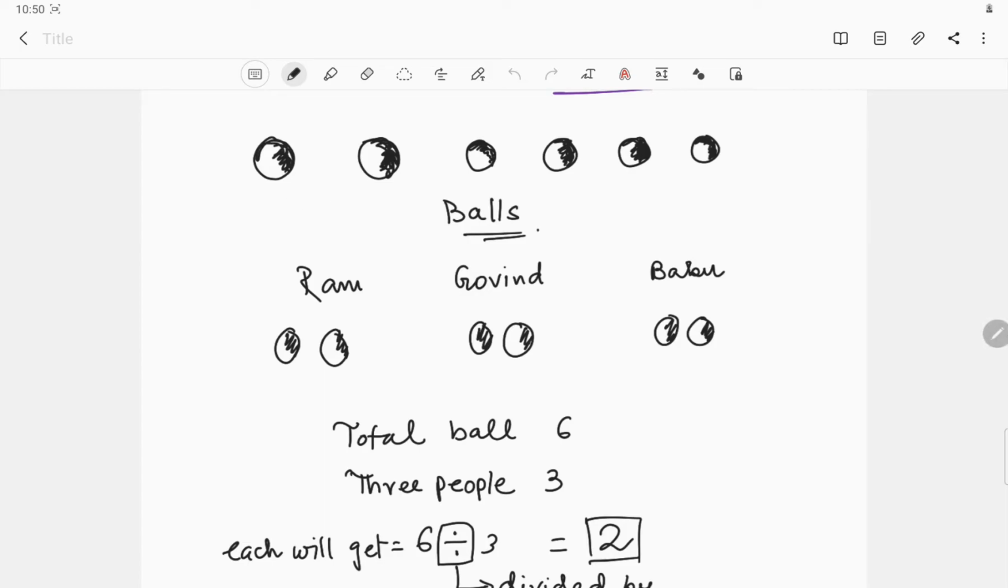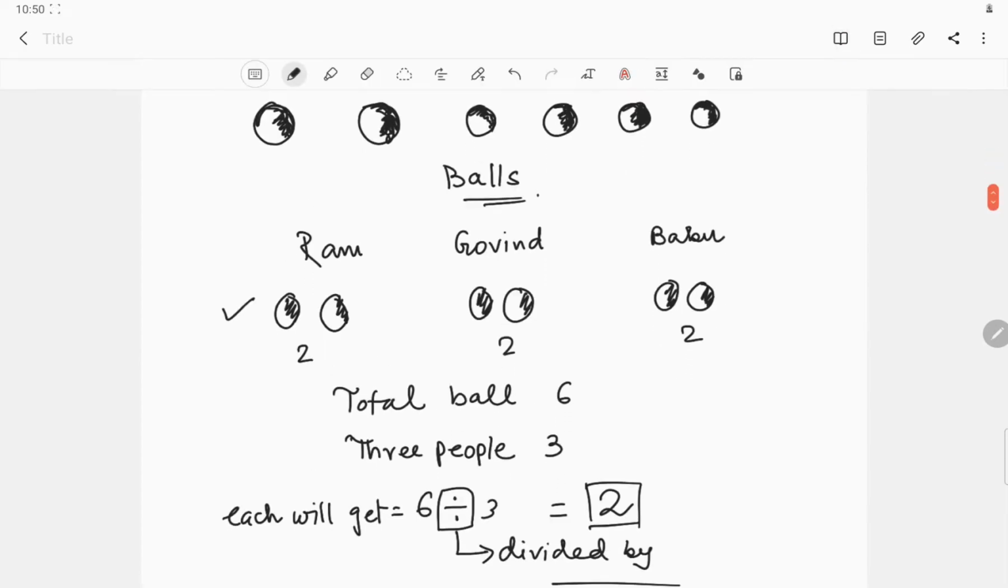So there are 6 balls, and I want to share these balls equally. That means each of my friends will get 2 balls. Ram will get 2 balls, Govind will get 2 balls and Babu will get 2 balls. But how did you get that? This is another operation that is called division. Total balls is 6, number of people is 3, so each person will get 6 divided by 3. That means they will get 2 balls each. This is called division.